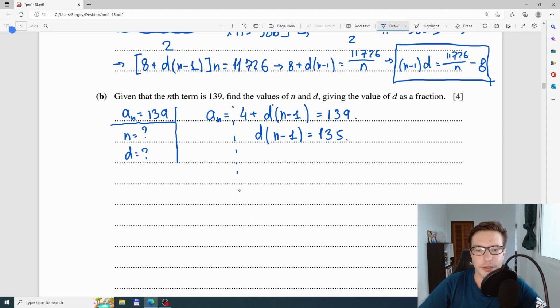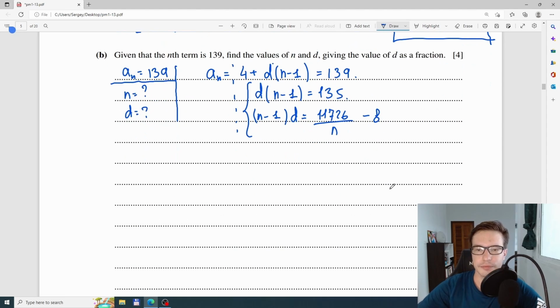135. And I can use it to combine with the result from the first question, which is n minus 1 times d equals to 11,726 divided by n minus 8. And I will treat it as simultaneous equations. Okay, so from here, I can substitute 135 to the left side of the second equation, and I will get 135 equals to 11,726 over n minus 8.